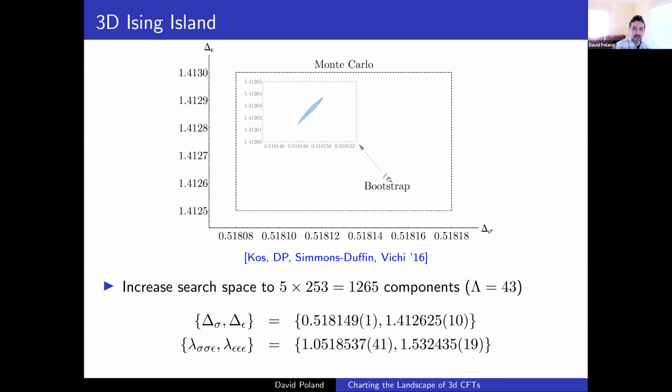Here you can sort of see that the Bootstrap determination is roughly 2 orders of magnitude smaller than the best Monte Carlo determination. So at least for this particular 3-dimensional conformal field theory, the Bootstrap techniques seem to be more efficient than conventional Monte Carlo techniques.